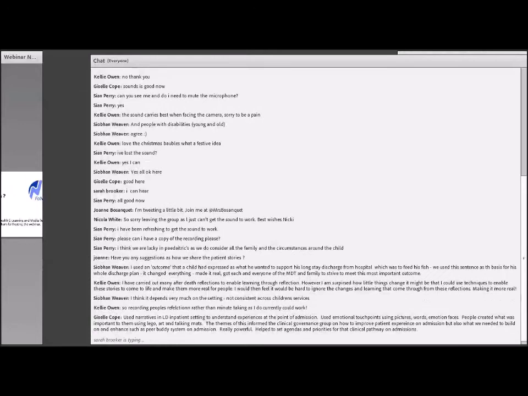Isn't it? Yeah. So Siobhan's saying she used an outcome that a child had expressed as what he wanted to support his long stay discharge from hospital, which was to feed his fish. Brilliant. Oh, nice. We used this sentence in the basis for his whole discharge plan. It changed everything, made it real, got each and every one of the MDT and family to strive to meet this most important outcome. Fantastic, Siobhan. That's a great example. Really good example. Great. Thank you.